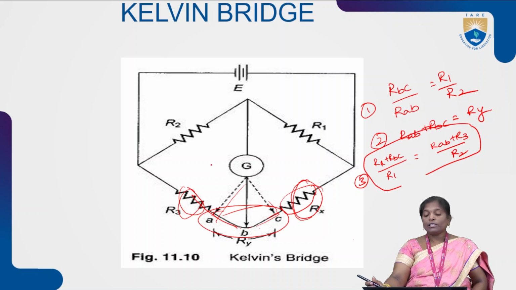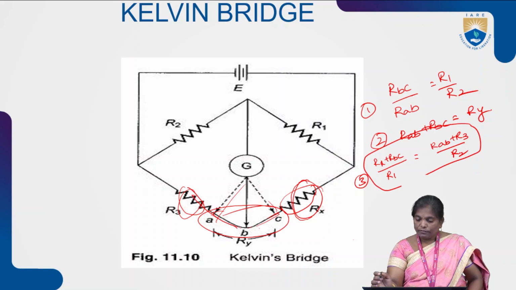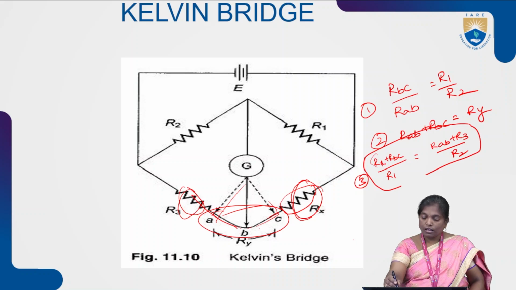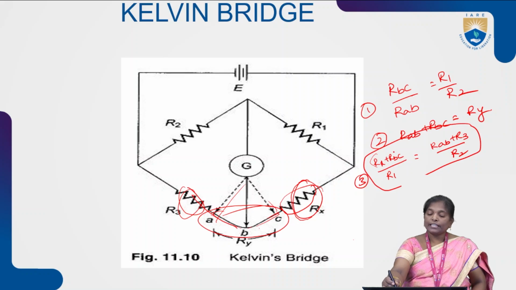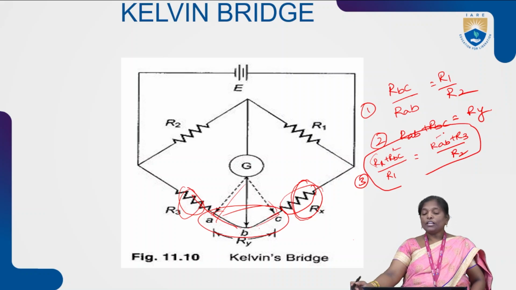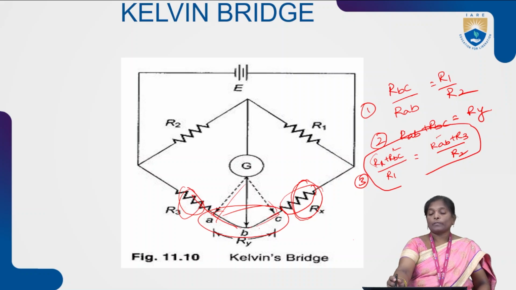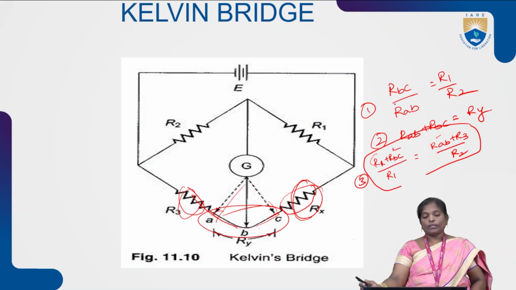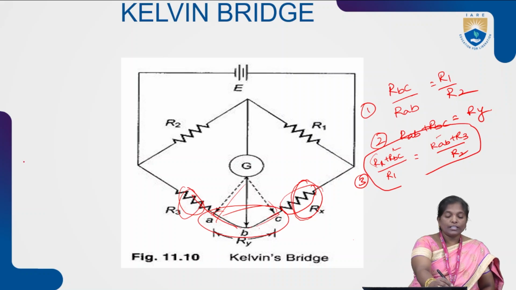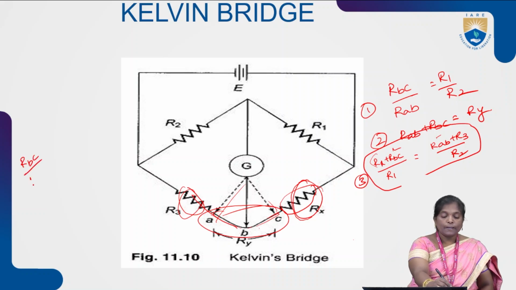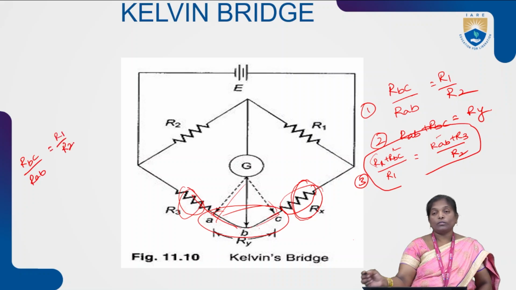Now, to solve for Rx, we need to calculate RBC and RAB. If we know the RAB and RBC values, we can measure the unknown resistance Rx. To get the RAB and RBC values, consider equation 1, the first equation, that is RBC by RAB equal to R1 by R2.